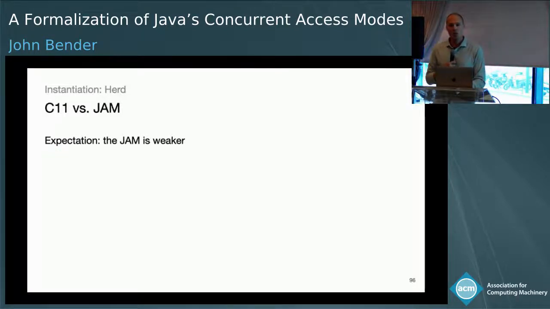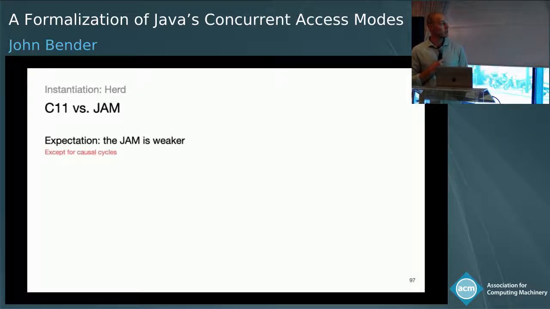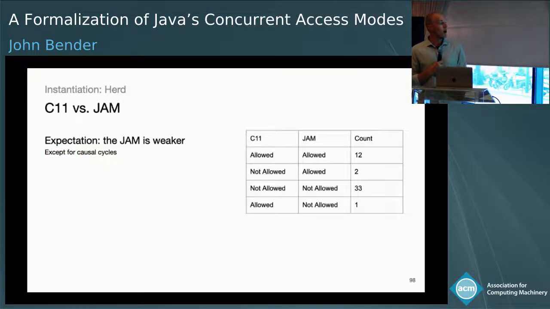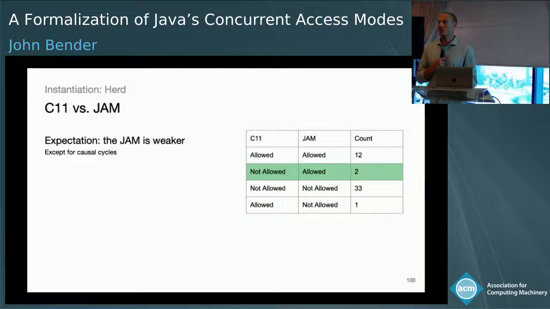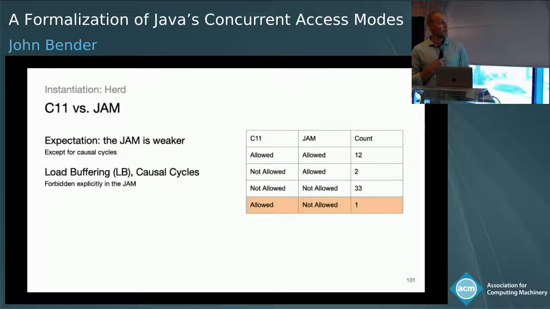With C11, it's a little bit more complicated, if only because the idea that it should be similar. It's a little closer to a logical equivalence. But we have the same exception for causal cycles. So the C11 standard allows causal cycles. And again, we have these three rows. Because they're supposed to be very similar, we expect most of the tests, the behaviors, to fall in these two rows where it's the same. We have two here. These are related to release sequences. Remember I said that in Java there are no release sequences. There's no such thing. So Java, the JAM, is slightly weaker in this instance. And then again, we have causal cycles in this bottom row, which we explicitly don't allow. And so we're good to go there as well.